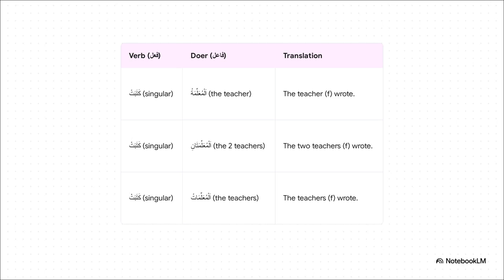Let's lock this in with a feminine example to make sure we've got it. The verb here is katabat, "she wrote." So for one female teacher, al-muallimatu, the verb is katabat. For 2 female teachers, the verb is still katabat.